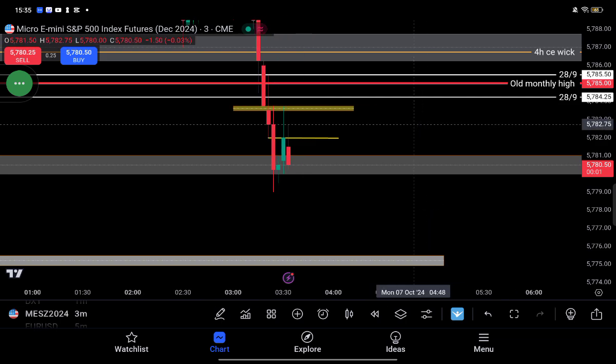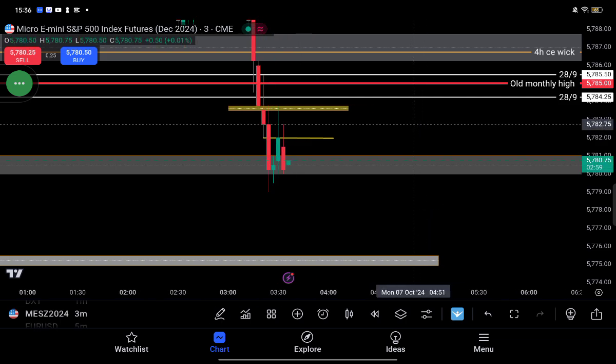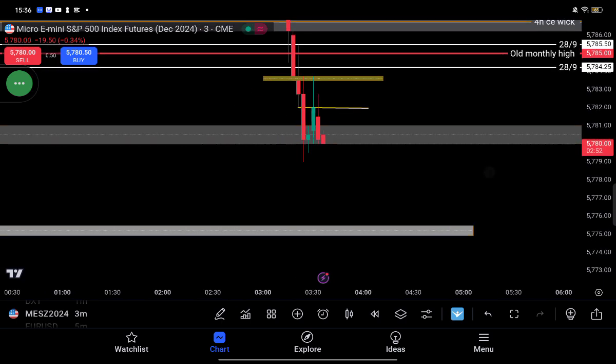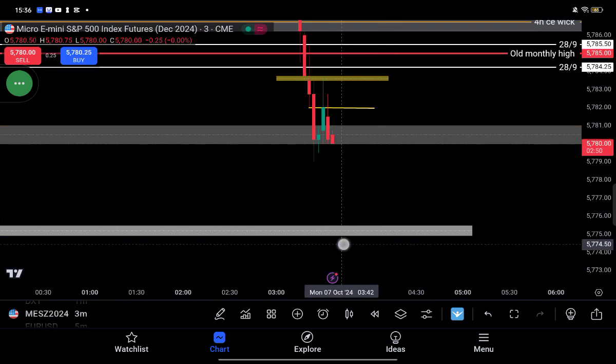Okay, look at the high, 5782.75. So short by one tick on the CE of the wick. So I guess we might see this 15-minute BC.